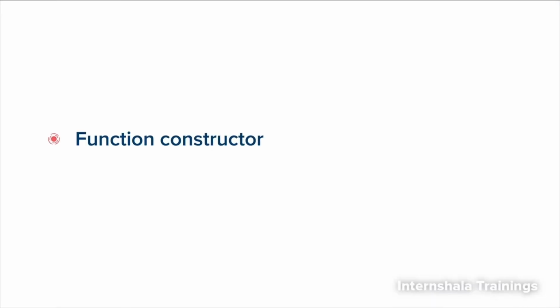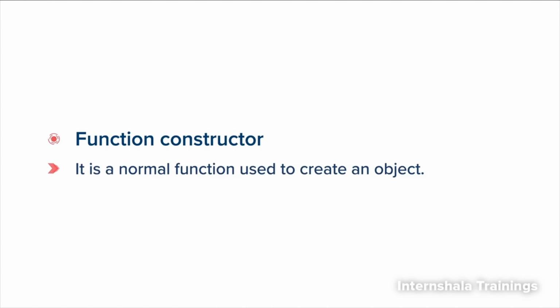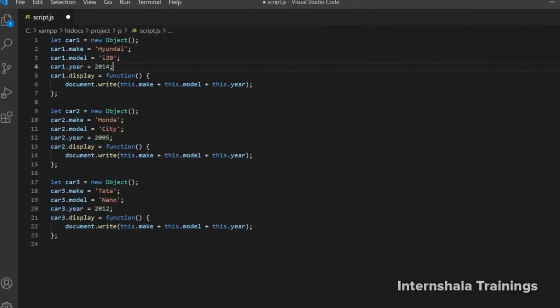Now, we have the third way to create an object, and that is through a function constructor. We can define a function constructor as a normal function whose job is to create an object. Let's try to understand it with this code. Here, we have multiple objects but similar to each other. That is, we have 3 car objects with appropriate details.